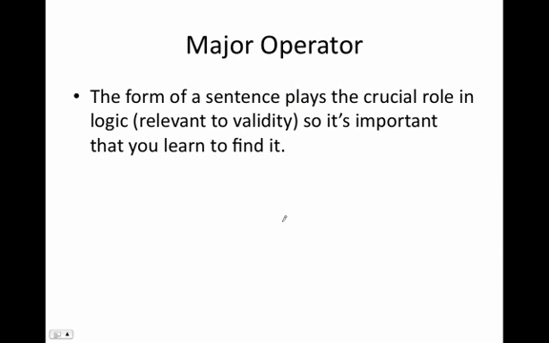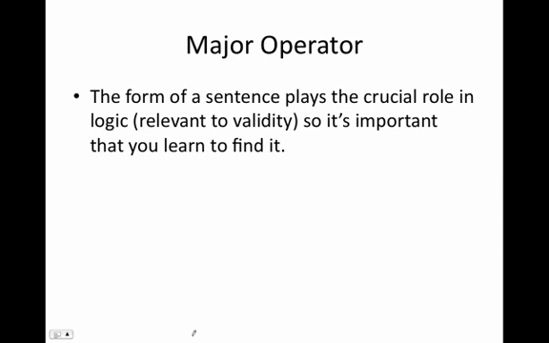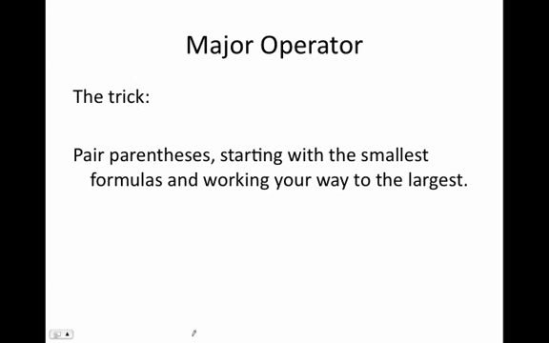Okay. So the form of a sentence plays the crucial role in logic. It's relevant to validity, so it's important that you learn how to find it. What we just did was we figured out the form of this formula. The form was it's a disjunction because of this second V. All these symbols, but this is really this formula. The major form of this formula is just that simple two-place disjunction right there. But you have to learn how to find it.